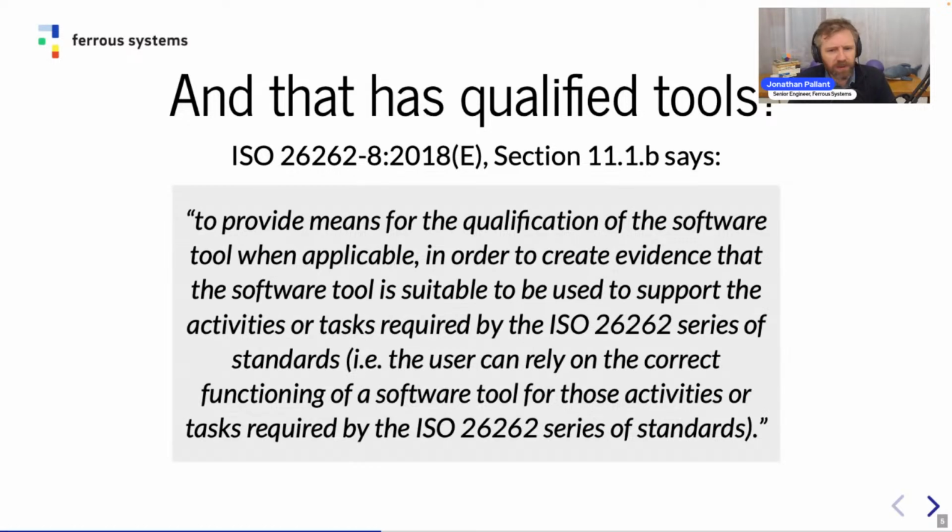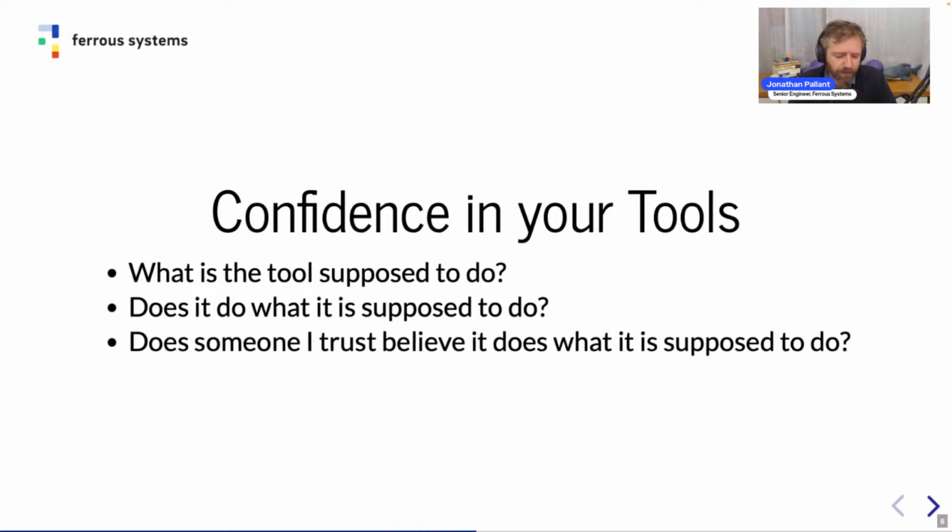And on the subject of qualified tools, it says this: the standard provides a means for the qualification of software tools when applicable in order to create evidence that the software tool is suitable to be used to support the activities or tasks required by this standard, i.e. the user can rely on its correct functioning. And if you're familiar with these standards, you'll know they're all about the activities and the tasks. They'll have big flowcharts of things you must do in a certain order. And having a qualified toolchain can be a step along that path.